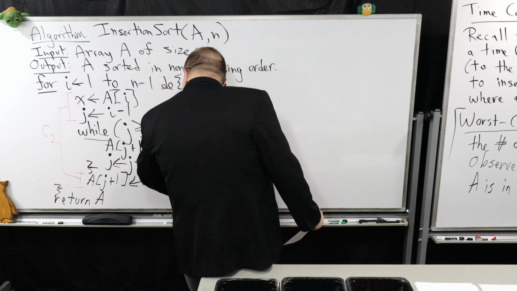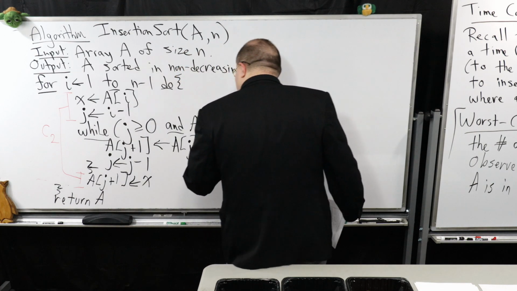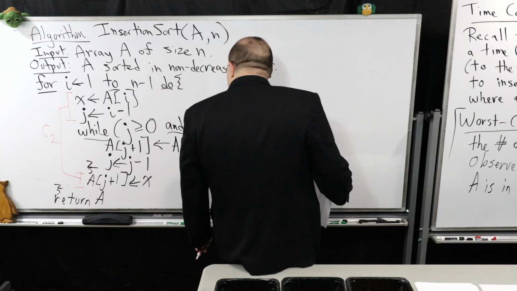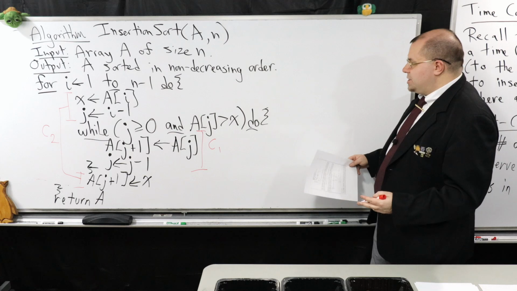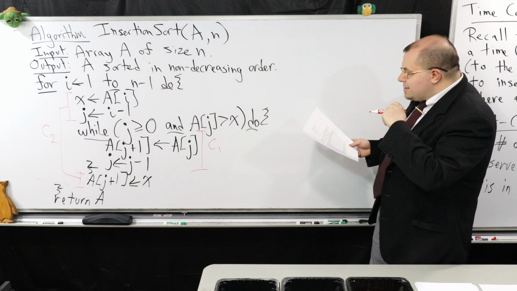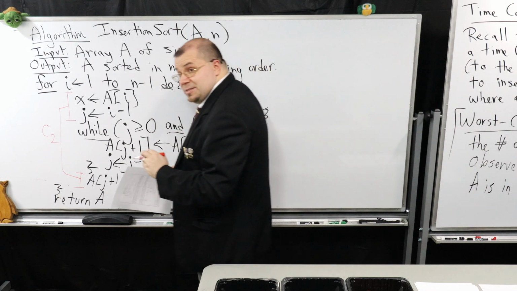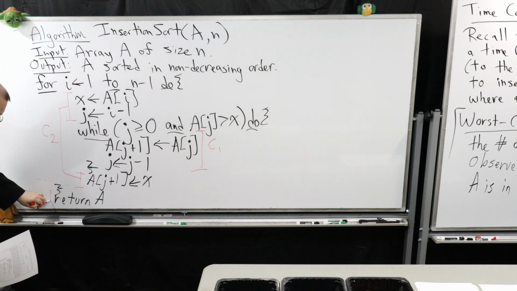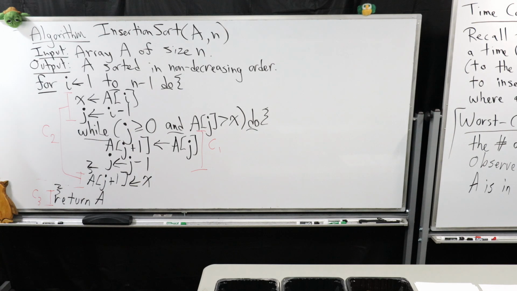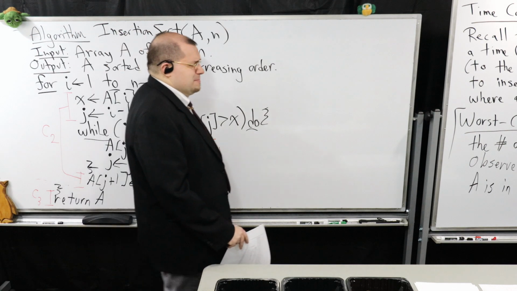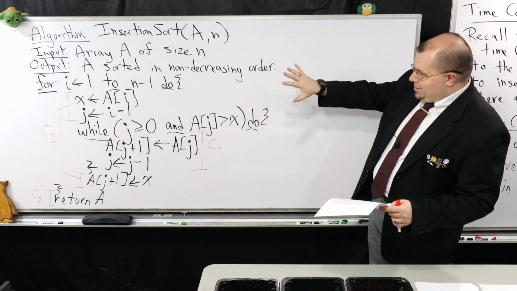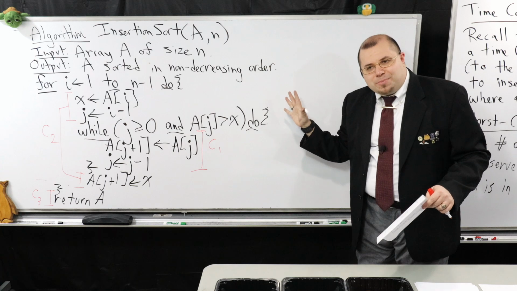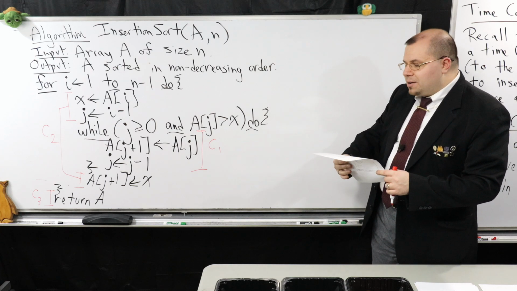Notice that I have the same kind of idea here. Inside of my while loop, I have some C1 many operations that happen, so another constant number of operations. And I have a return statement at the end, outside of the for loop, that takes C3 many operations, some constant number of operations. So I've identified all the constant numbers of operations that are going to happen, at least for our purposes here.